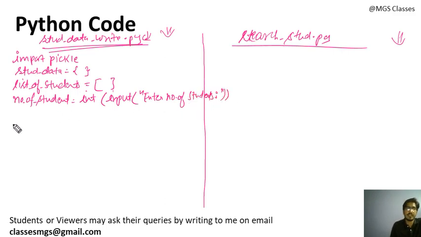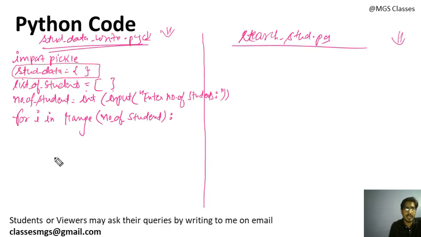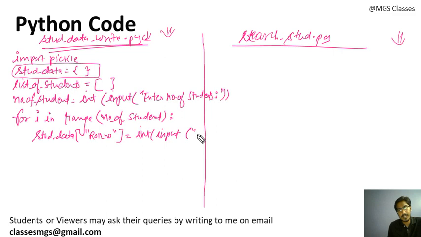This is like we are converting into integer. Now you will do the for loop. I will write the number of students here, so that many times it will continue. And then I will take the data and store it into the dictionary. Okay, so stud underscore data. First I will take the roll number. So this is the way to store information in the dictionary. I will take the integer roll number, enter roll number.